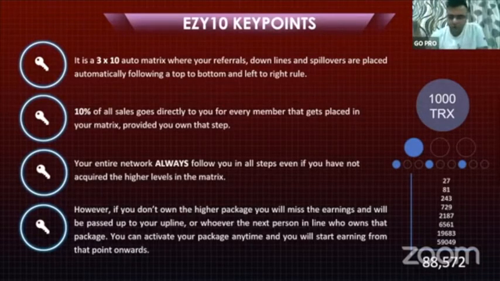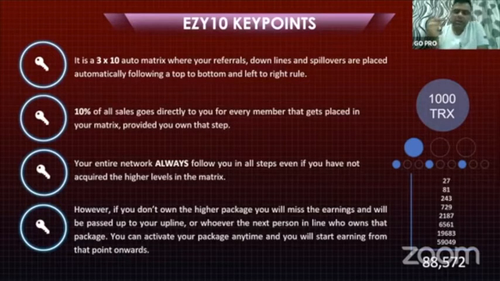So the total number of positions in your matrix is 88,572. Now, who can actually take those positions? First, it will be your direct referrals. So anybody that you bring in the business takes a position in your matrix. So effectively, your direct pays you 50%, which is the direct commission, plus another 5% from the EZ10. So you're actually making 55% of every direct sale that you are doing.